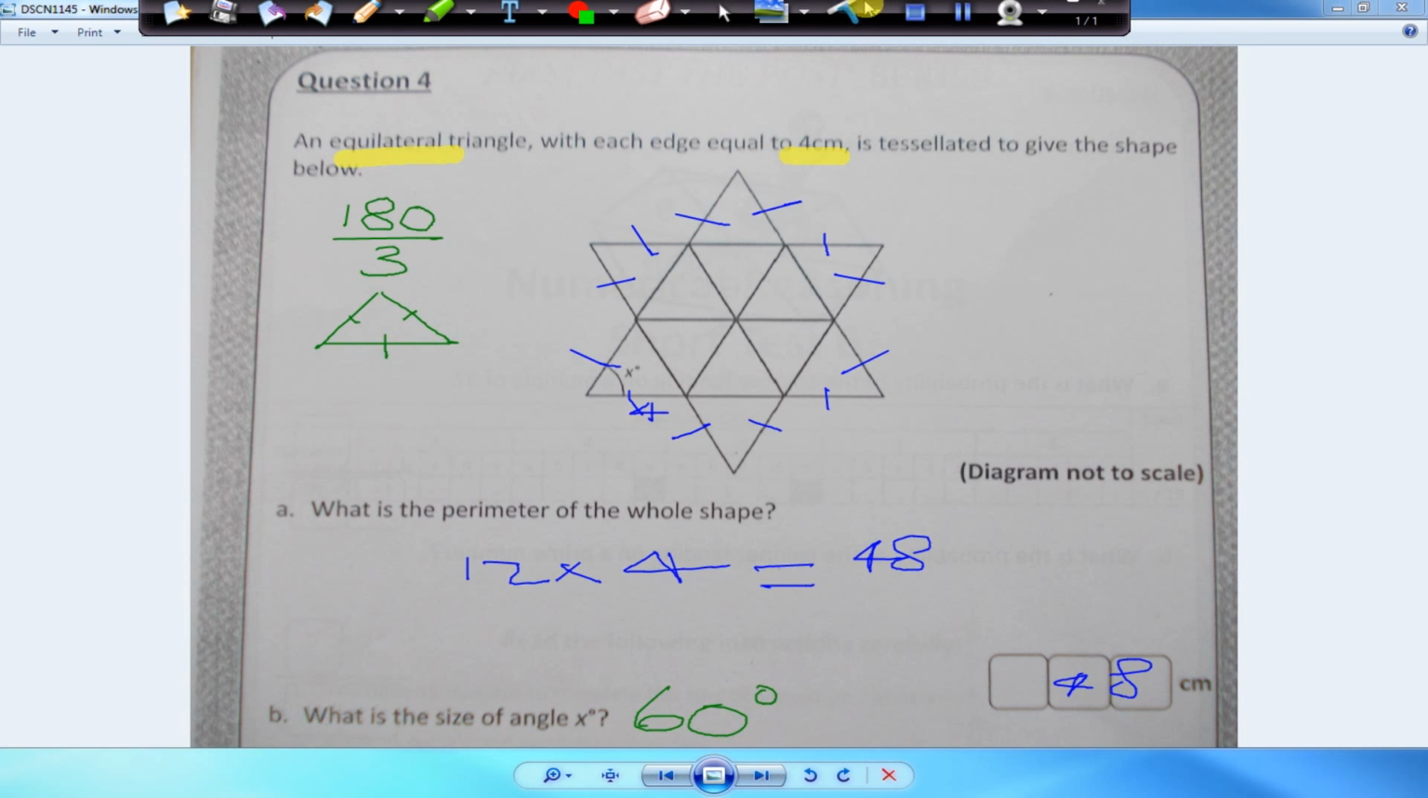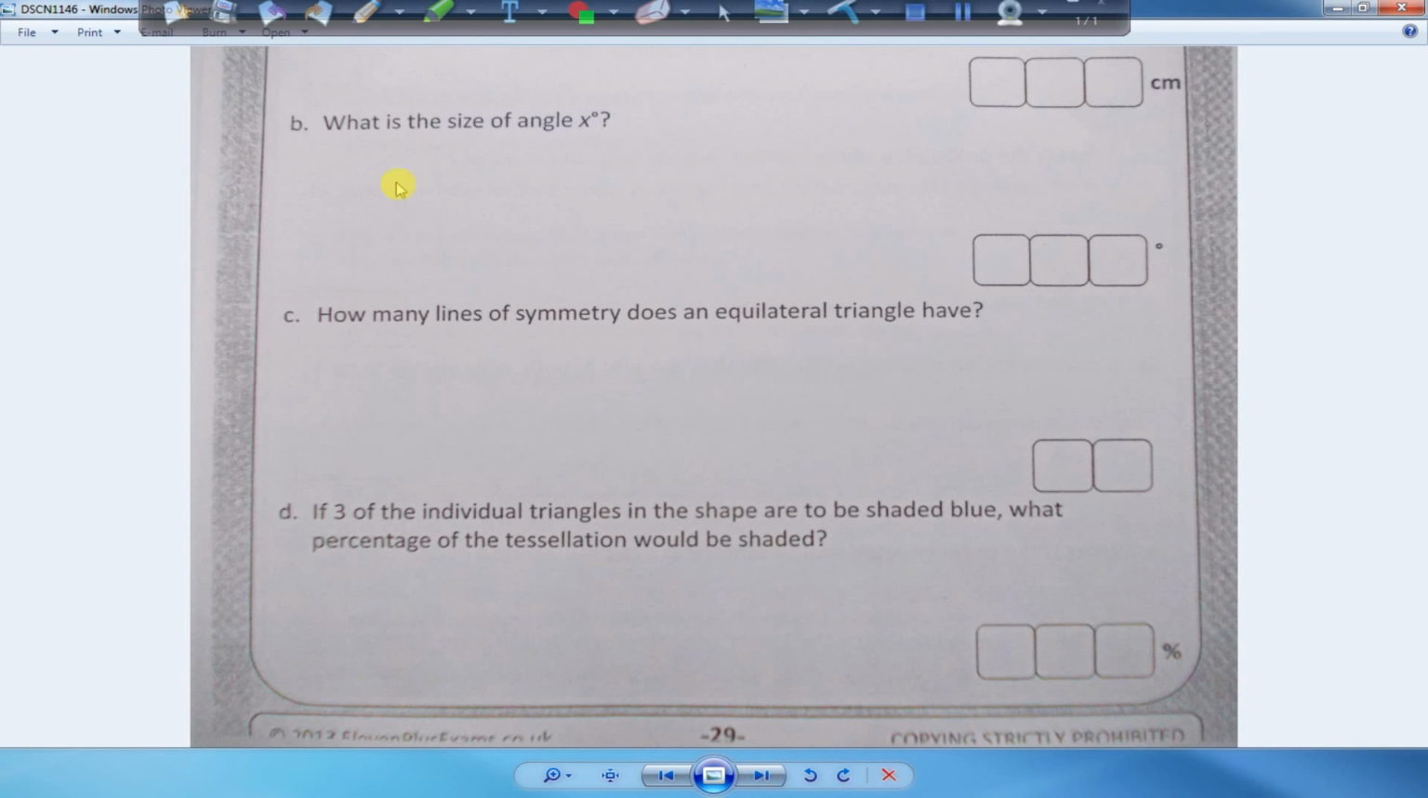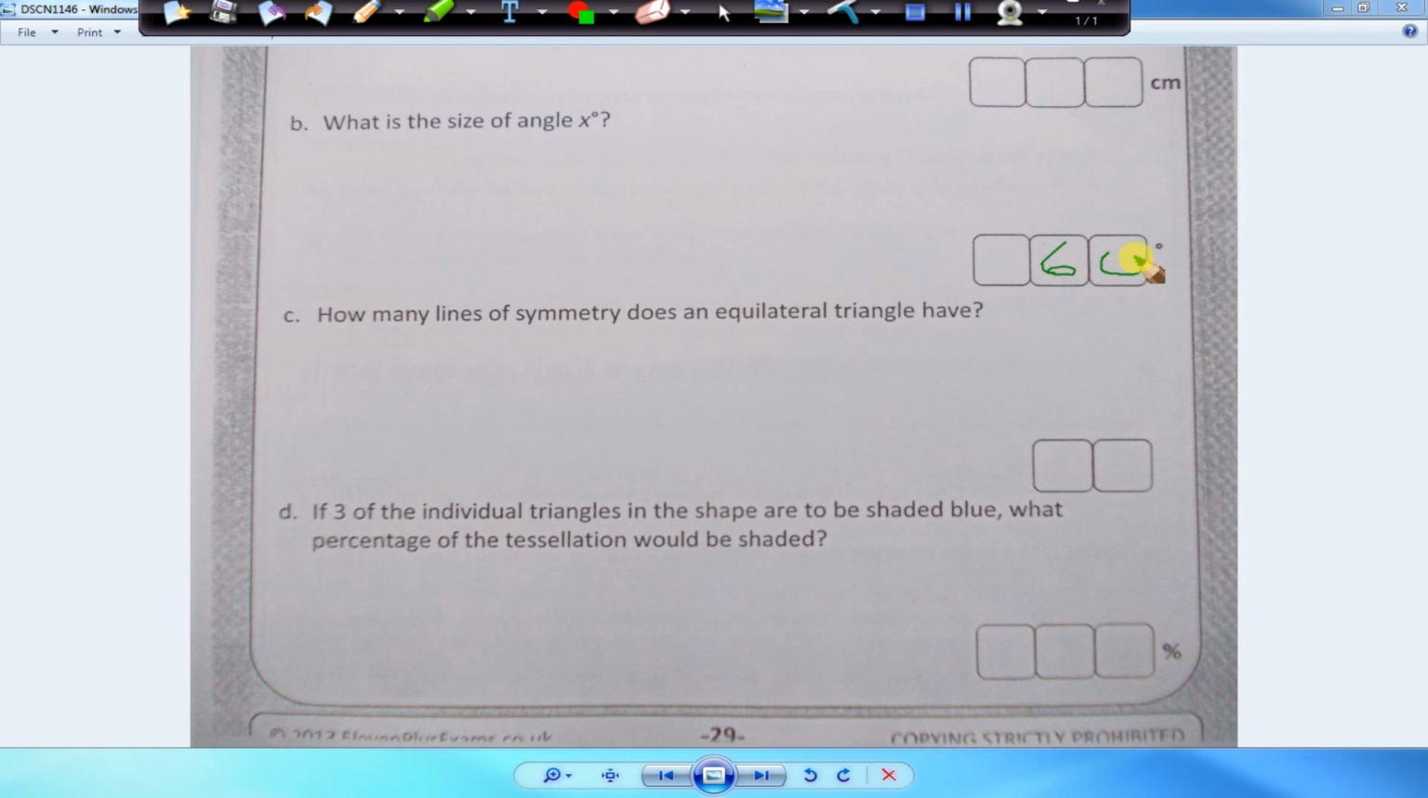Right, let's move on to the next part of the question. What is the size of angle X? We've done that, so I'm just copying it down here. How many lines of symmetry does an equilateral triangle have? If you have an equilateral triangle, it has 3 equal lengths, so the lines of symmetry will be 3 as well. So just 3 here.